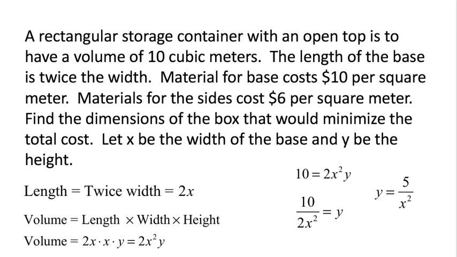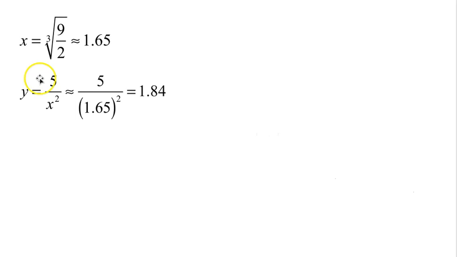So you'll notice what we had. We said the volume was 10 equals 2x squared y. And from that then, we had y was 5 over x squared. So we know what y is. Y is 5 over x squared. So now we want to use that. So how are we going to use that? Y is 5 over x squared. We said x was 1.65. So y is 5 over 1.65 squared, or about 1.84.